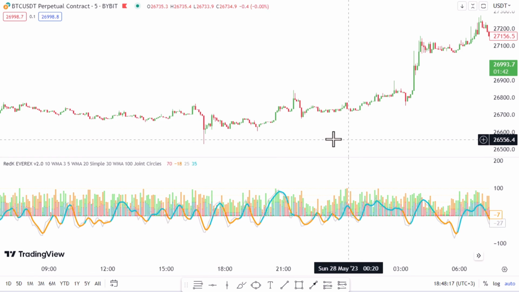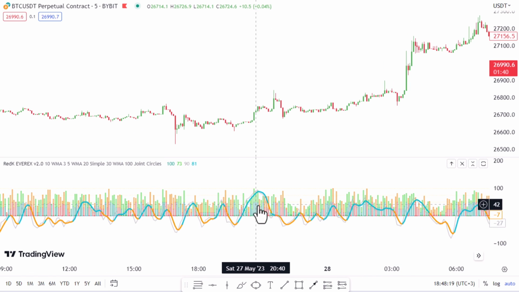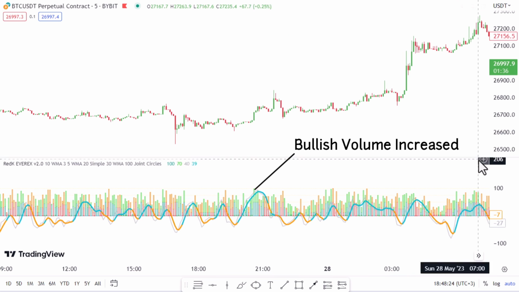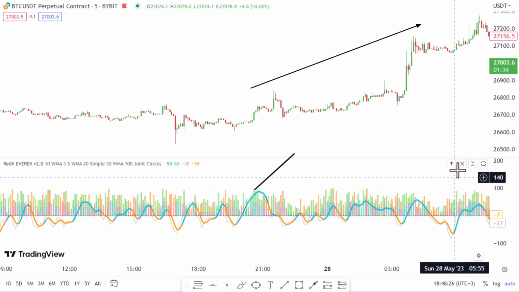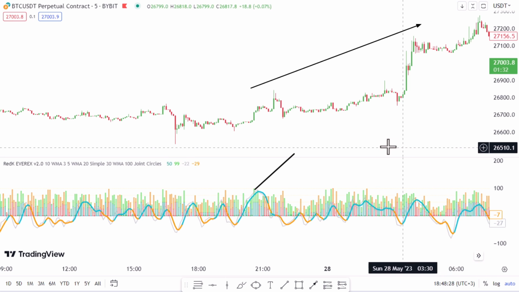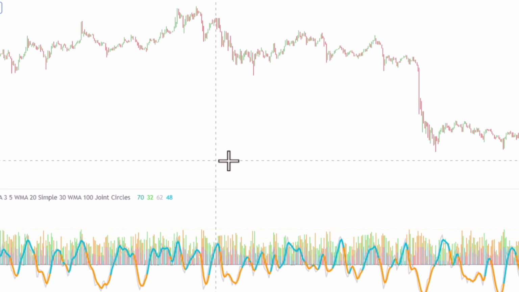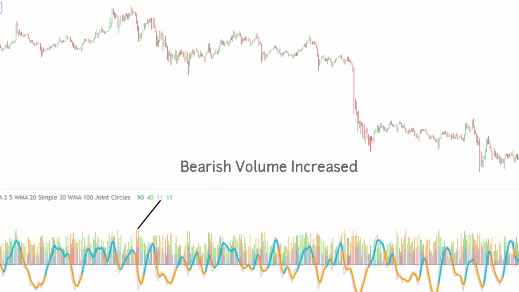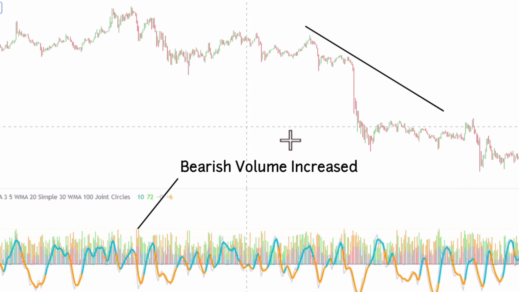The first one is when the effort and the results are in harmony. A high volume of trading, or high effort, results in a significant price move, or a notable result. The market is behaving as expected. This confirmation can signal a continuation of the current trend. For example, if heavy selling leads to a significant drop in price, the market is in a consistent bearish phase.